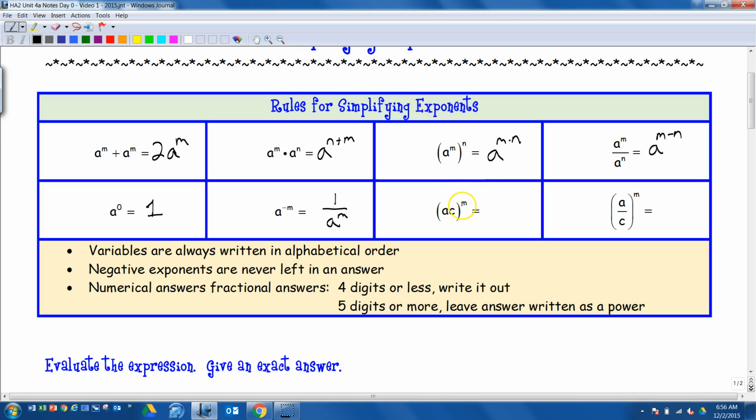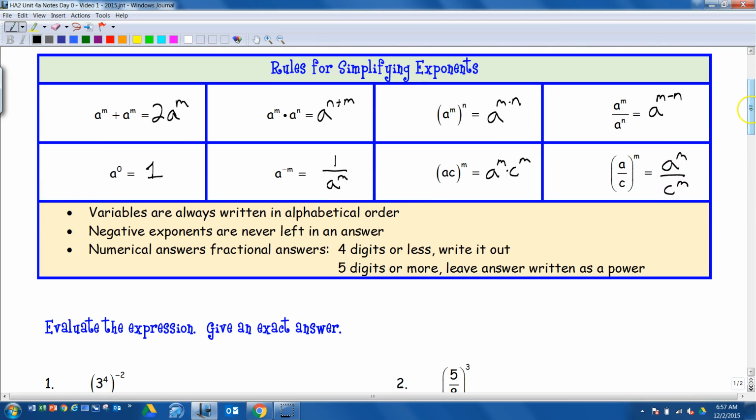Now you can distribute exponents, but only over things being multiplied or divided, not added and subtracted. So adding and subtracting, again, not a good thing. It's like canceling with adding and subtracting. You can't do it. You can't distribute also. So we have a to the m times c to the m, and that's all we can do with that. And this can be a to the m over c to the m. You're raising both of them to the m power.